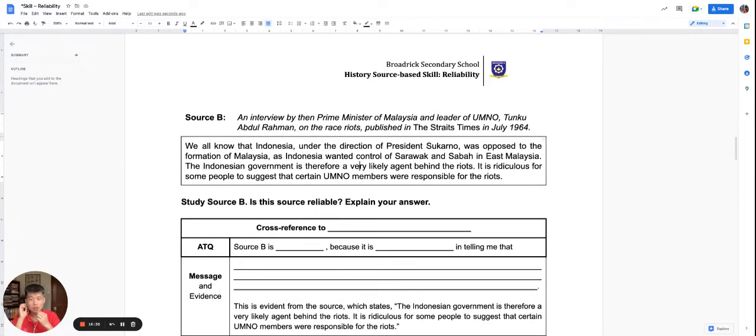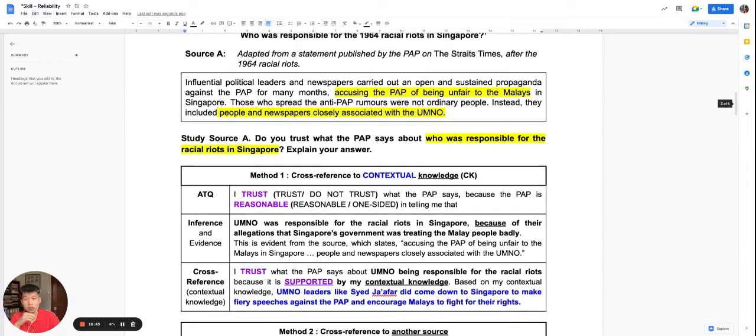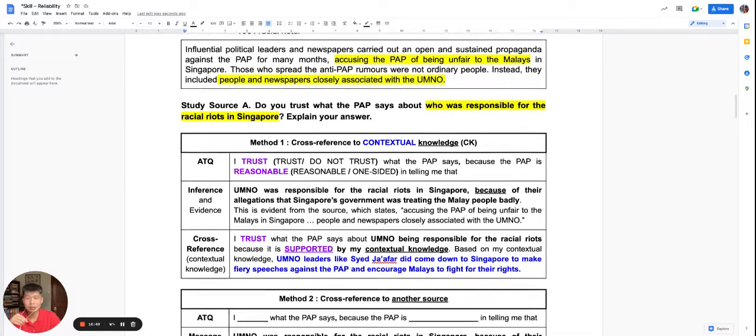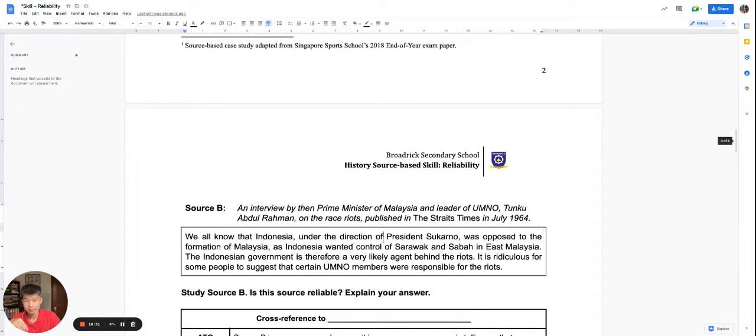If we were to cross-reference to Source B, we would say that you do not trust Source A. You do not trust what the PAP is saying, because it's not UMNO, it's the Indonesian government. So Source B disagrees with Source A. Source B would demonstrate that Source A is untrustworthy.